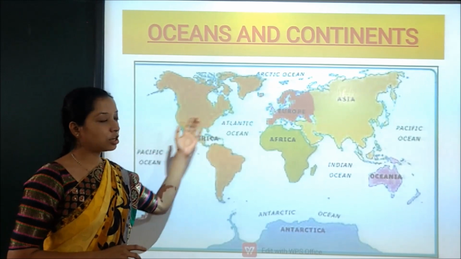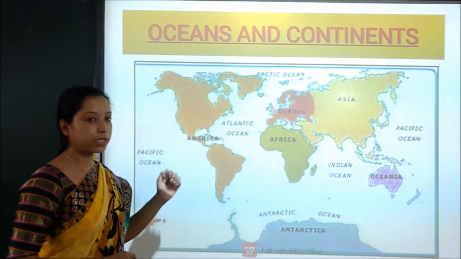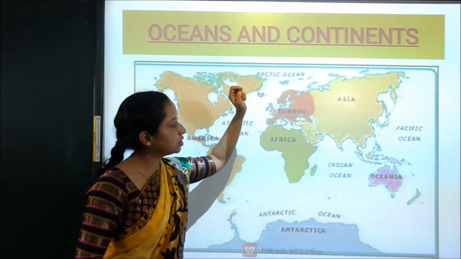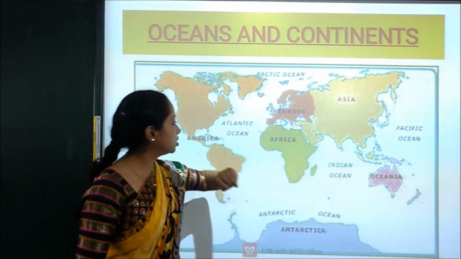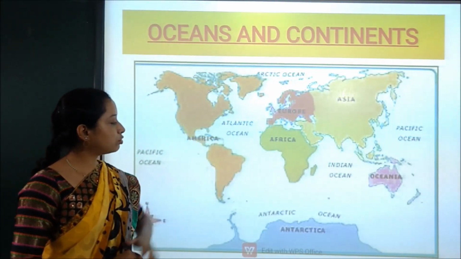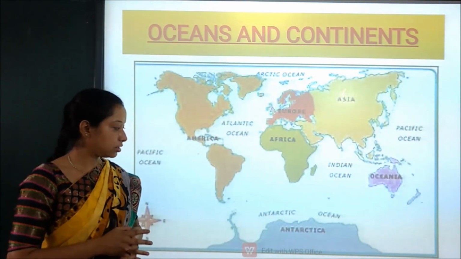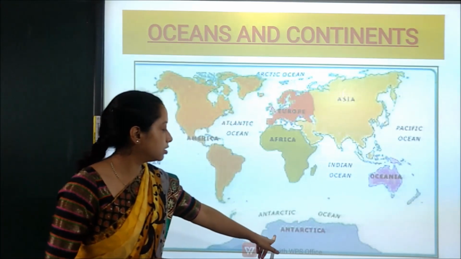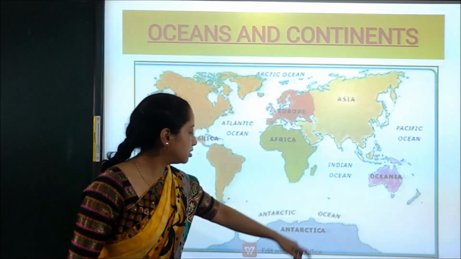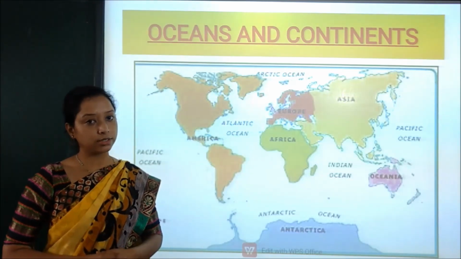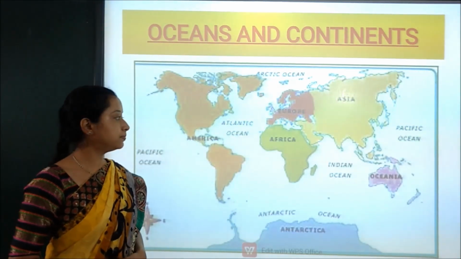Now this is a picture of a world map. On this picture you see over here there is Pacific Ocean, Arctic Ocean, then Indian Ocean and Atlantic Ocean. Now where is the Southern Ocean? So the answer is here. Here you can see this is Southern Ocean and it is also called the Antarctic Ocean. So now let's see next.